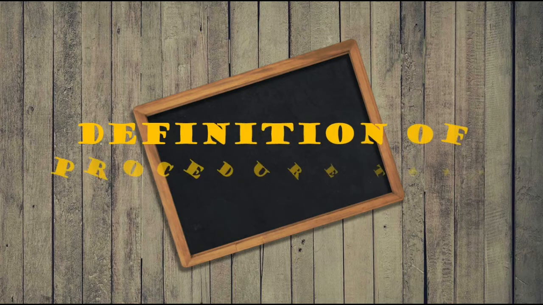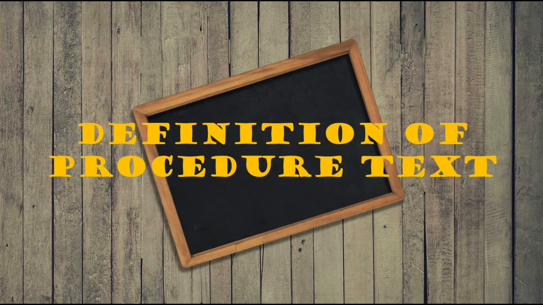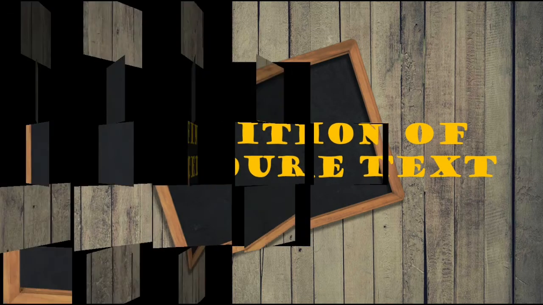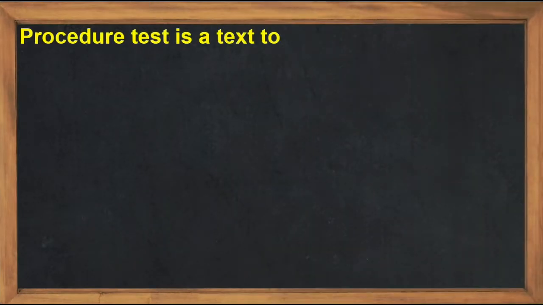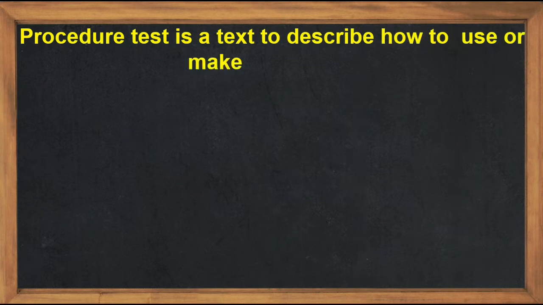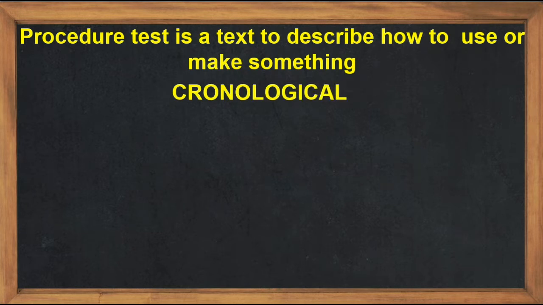Let's start our discussion about the definition of procedure text. Procedure text is a text to describe how to use or make something chronologically. Jadi teks prosedur adalah sebuah teks untuk menjelaskan bagaimana menggunakan atau membuat sesuatu secara kronologi atau berurutan.